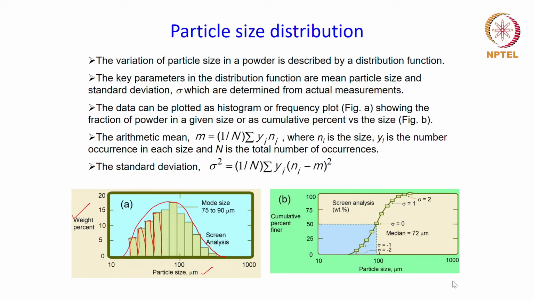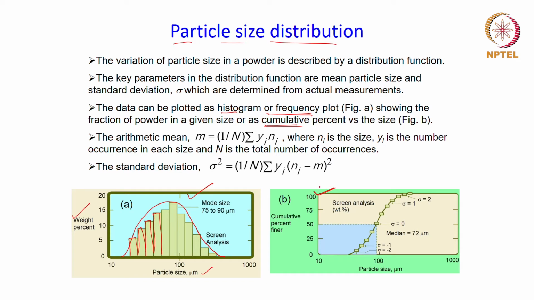So, in the previous class we talked about particle size distribution and how you can measure it from a given particle size analysis. And if you remember, we were talking about these two kinds of representation of the same data when you describe the particle size distribution. One is through a histogram or a frequency plot like this, and another is a cumulative plot like this.